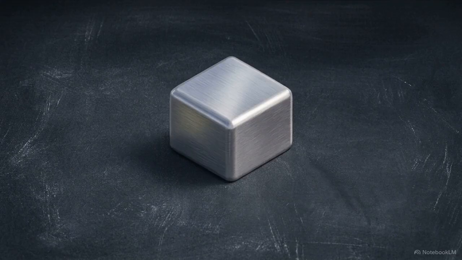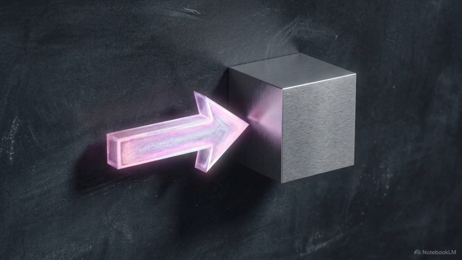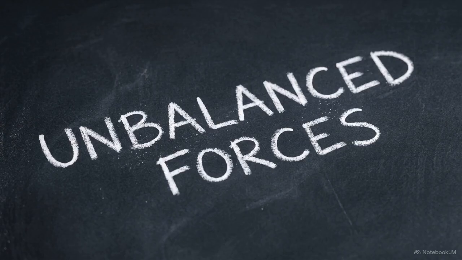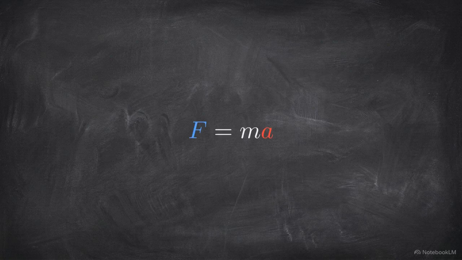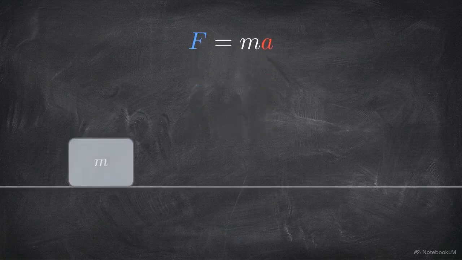Let's return to our isolated block in the void. We know what happens when there is zero net force. What happens when an external force is introduced? Newton's second law dictates that an unbalanced net force acting on an object determines the rate of change of its velocity over time. We represent this with the formula F equals ma.